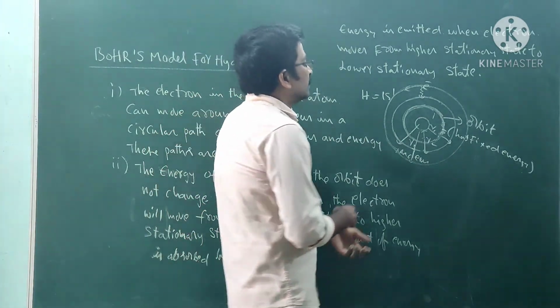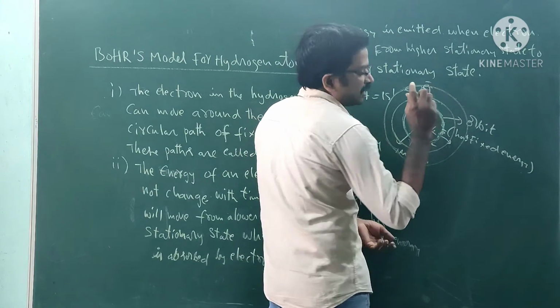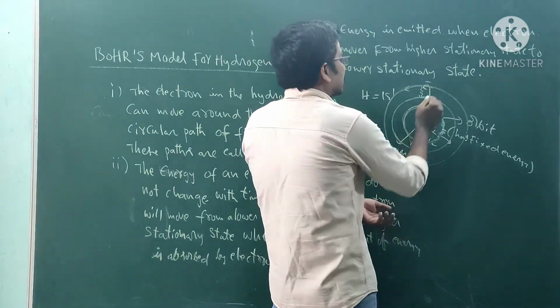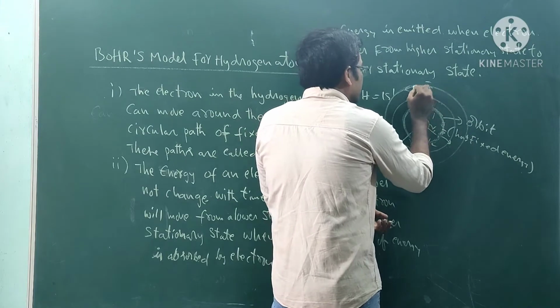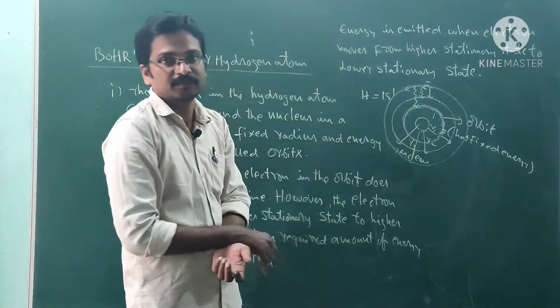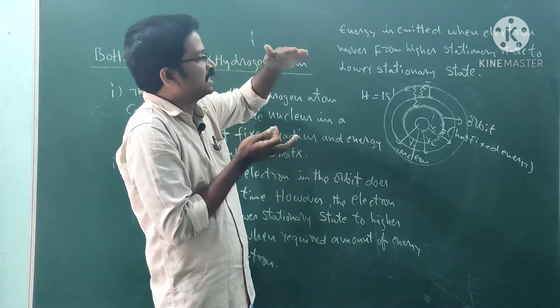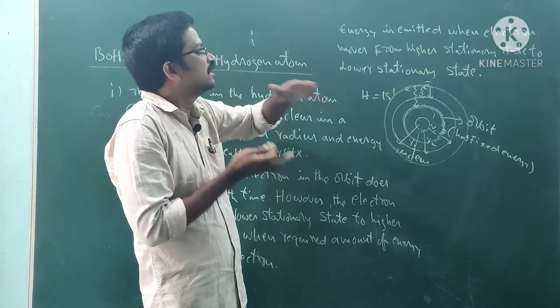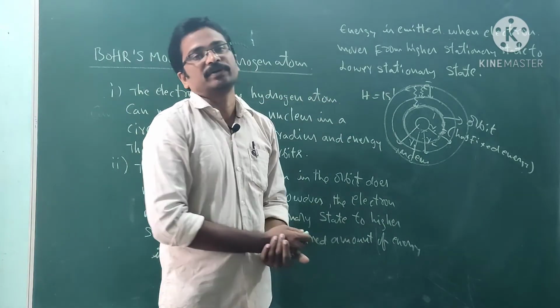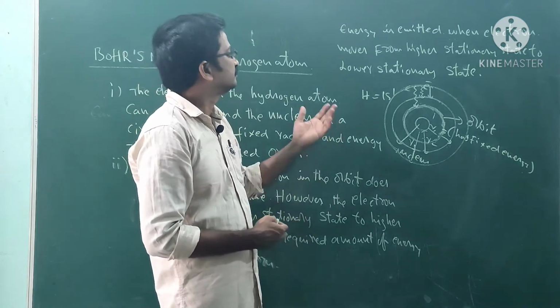It can jump from this level to this level, and it emits limited energy. Whenever this electron jumps from here to this one, it emits more energy. When the difference between the energy orbits is greater, it emits more energy to the surroundings. This is the way you can understand this one.